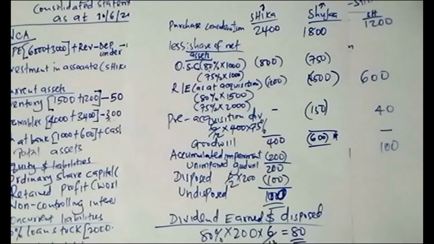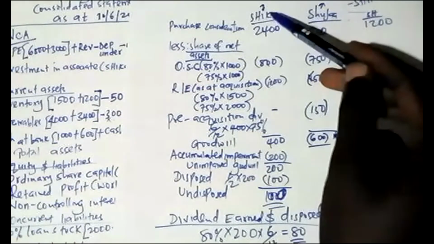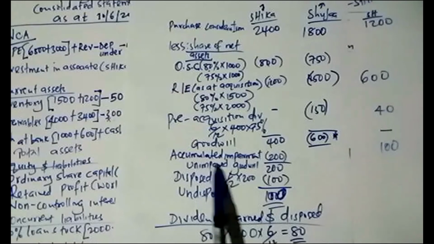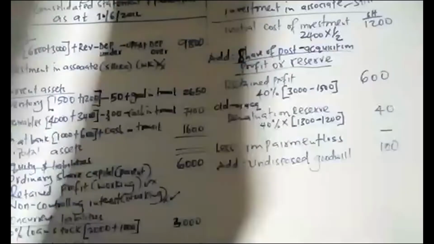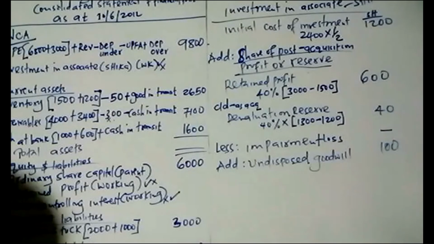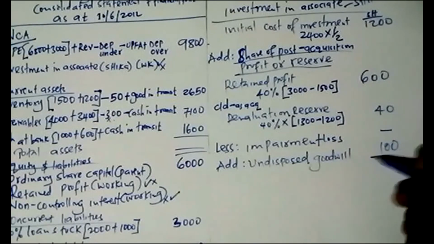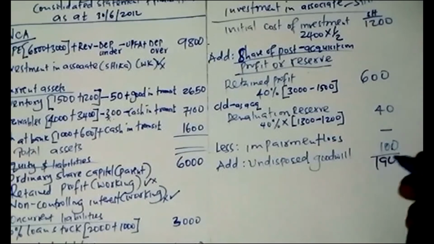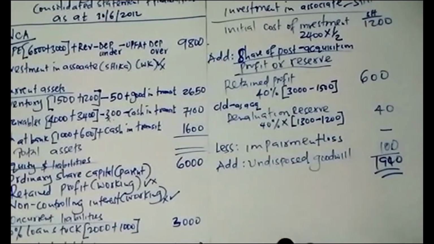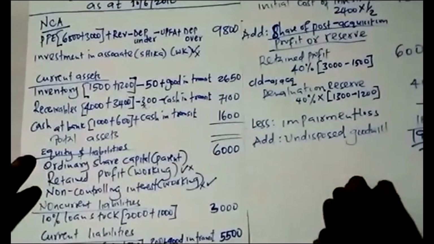Remember that when we did our goodwill, we got a goodwill of 400, of which accumulated impairment was 200. We got an impaired goodwill of 200. They disposed half of the 200, so undisposed was 100. So if we add, this is 1,840 plus 100, so 1,940. So that is what you are supposed to record here.